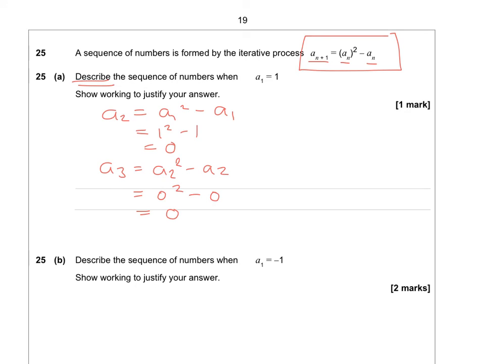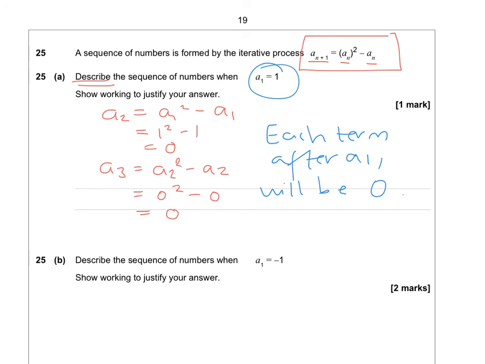So you can see from just generating these two values that each time you're going to have to substitute in 0 as the previous value, which means the entire sequence will be zeros. So describing the sequence, each term after a1, which is of course equal to 1, will be 0.